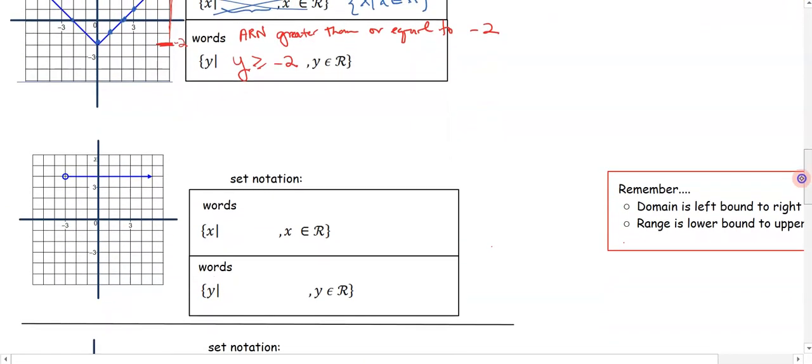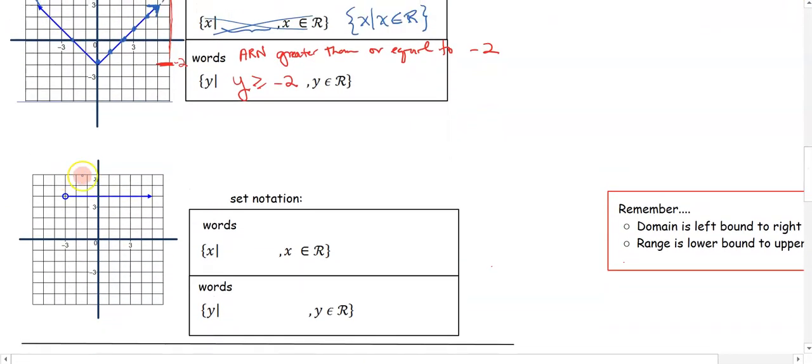Let's try another one. Domain. Domain, we go left to right. I stop at -3, but it goes on forever, and it doesn't include -3. So my domain would be greater than, but not equal to -3. So I'd say all real numbers, x is greater than -3.